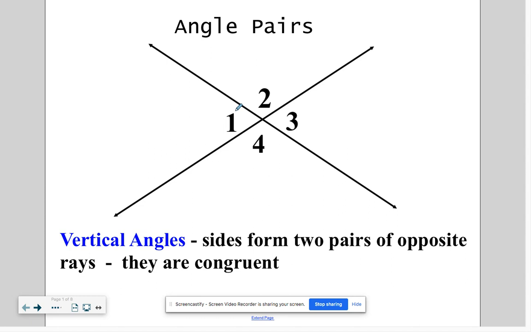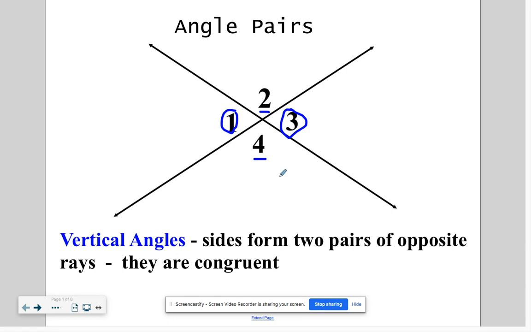That would be talking about angle 1 and angle 3. Those are both considered an angle pair, like it's one pair. 2 and 4 would also be another pair. Just because the word vertical is there, it doesn't necessarily mean it needs to go up and down. It just means that they're across from each other when you have two lines or segments that intersect. So 1 and 3 is an angle pair, 2 and 4 is an angle pair.